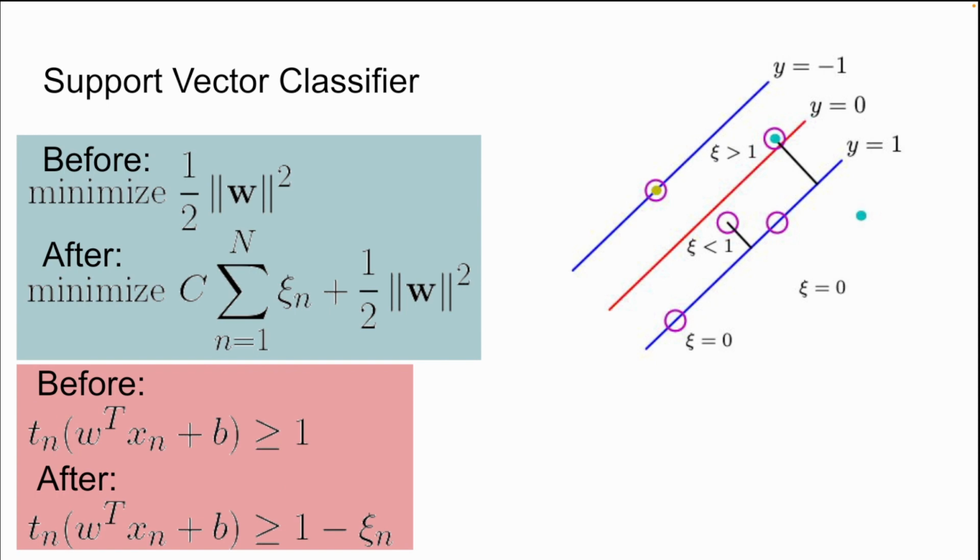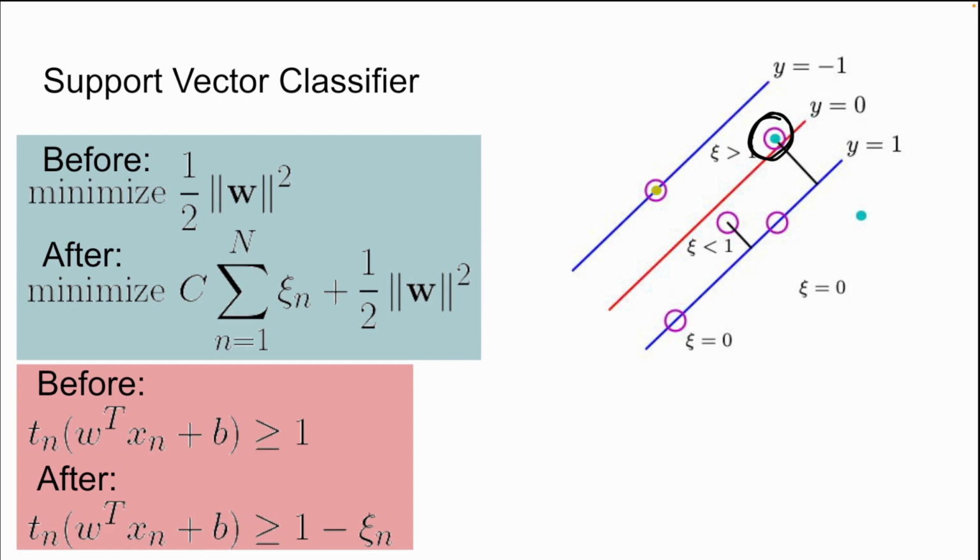Data points that are violating the margin but are on the right side of the hyperplane have a small slack variable, less than 1. That occurs in this region right here. While technically our support vector classifier is correctly classifying these data points, it's not as confident about its classification, so we want to penalize that a little bit. And for data points that are on the completely wrong side of the hyperplane, like this one right here, the slack variable will have a value greater than 1.